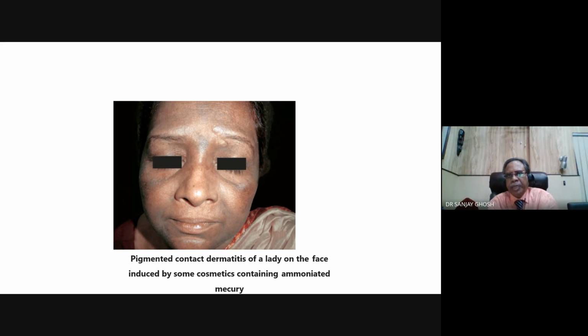Previously, ammoniated mercury was in our patch test series, but now it is omitted as it is a banned product. But we believe that it is still being used in many cosmetics. Fairness creams, I think, are believed to be the source, so that patients develop this pigmentation.